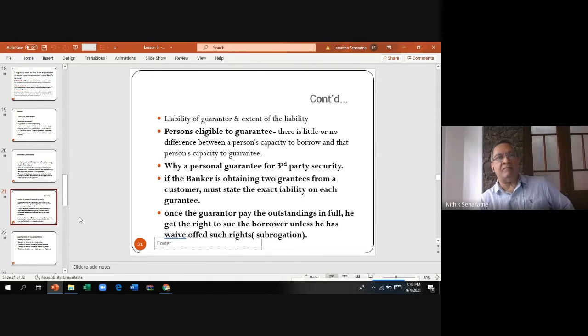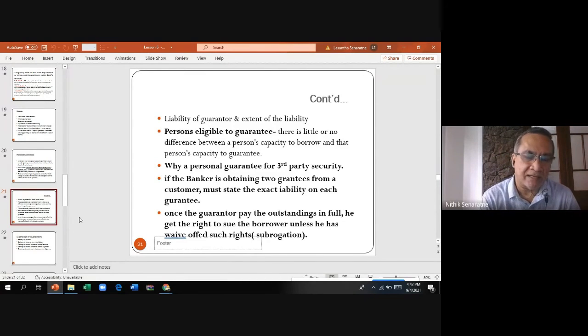Right. Liability of guarantor and extent of the liability. Persons eligible to guarantee. There is little or no difference between a person's capacity to borrow and a person's capacity to guarantee. So while checking my capacity as a borrower, if I'm signing as a guarantor, you have to check the repayment capability of the guarantor as well. It's a must.